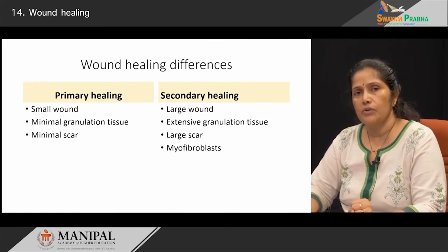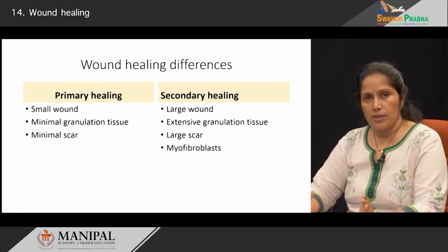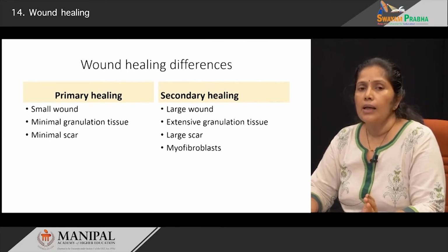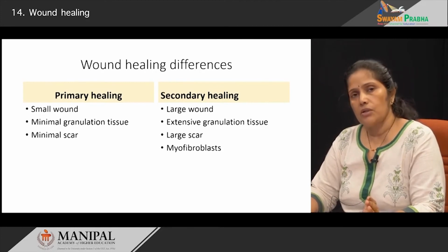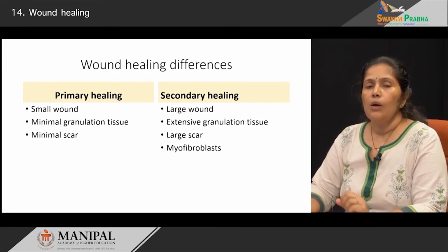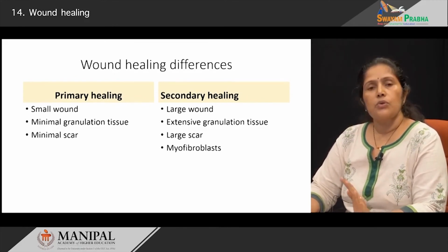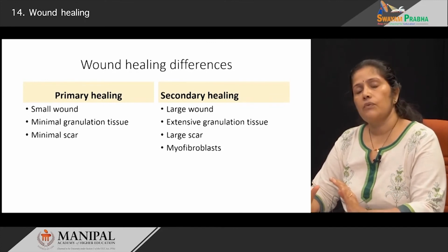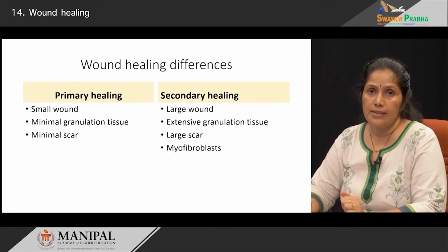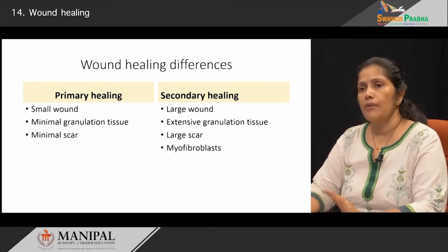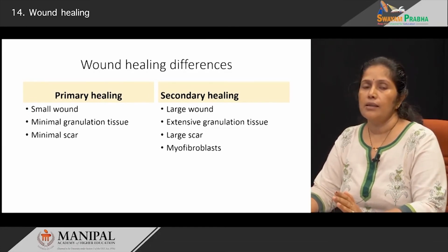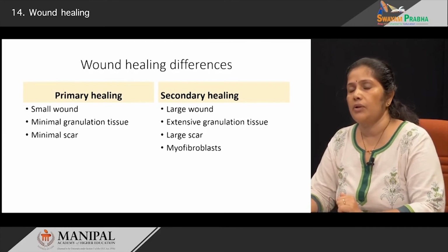So, please remember that the healing process is almost similar in primary and secondary intention, except that healing by secondary intention has the presence of myofibroblasts, which results in wound contraction, while granulation tissue and scar are minimal in primary intention, while in secondary intention it has lots and lots of granulation tissue and can form extensive scars. So, everything is minimal in primary intention and everything is in huge amounts in secondary intention.